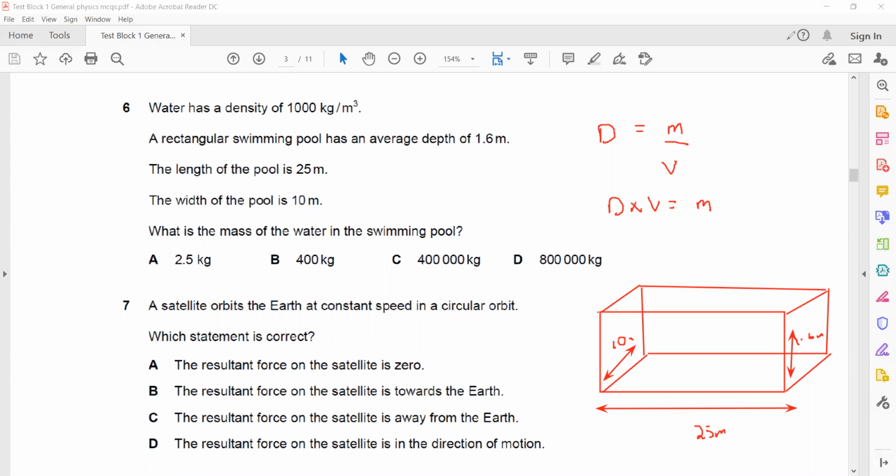So it will be 1000, which is the density, multiplied by volume directly. We can substitute these values. So it will be 10 multiplied by 25 multiplied by 1.6, multiplied by 1000. When you multiply all these factors, you will get 400,000 kilograms, which is the mass of water present in this swimming pool.